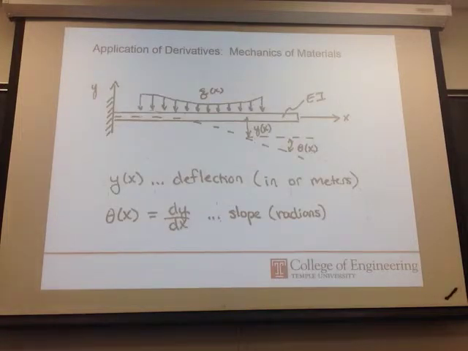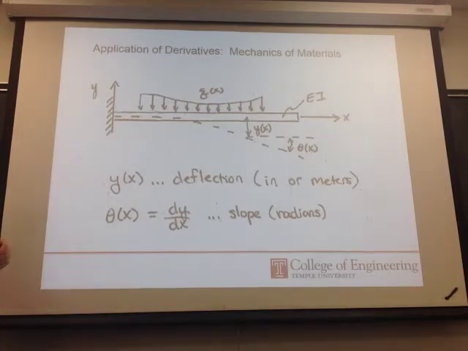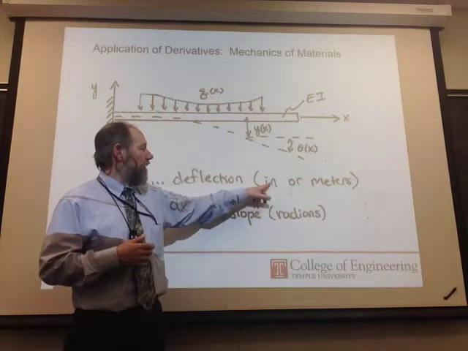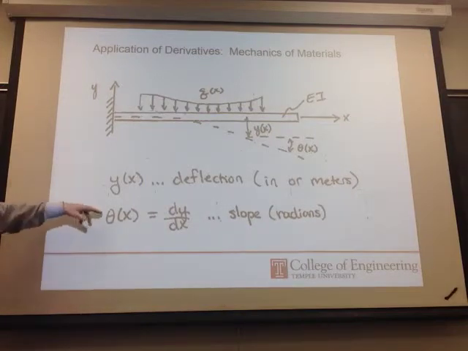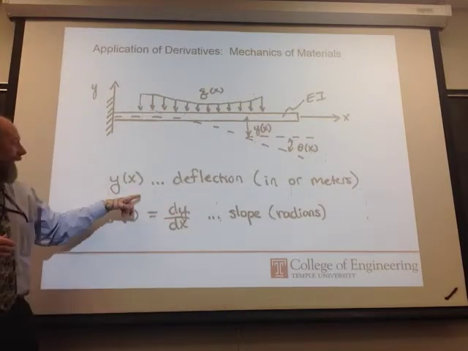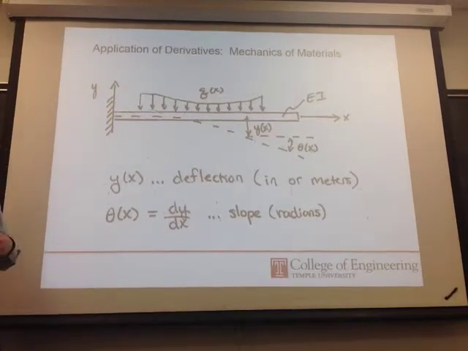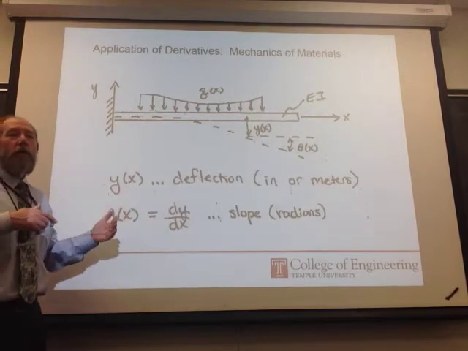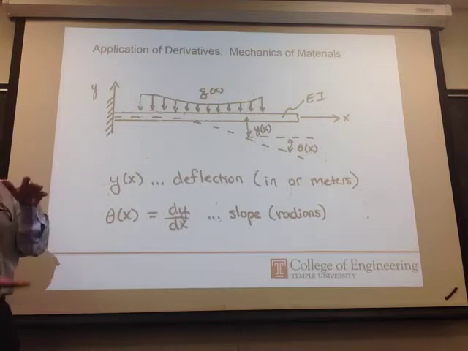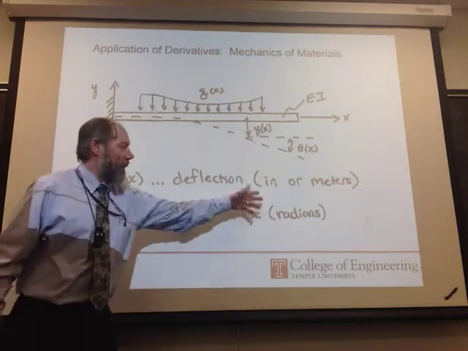So in this case, we're going to define the y direction as deflection. And it's going to have units of inches or meters, depending on what system of units you're going to have. And we're going to define the slope of that beam as the derivative of deflection with respect to x. So previously we were talking about the change in position with respect to time, and that was velocity. Now we're going to talk about the change in position with respect to space, and that's slope. And in this case, it has units of radians.